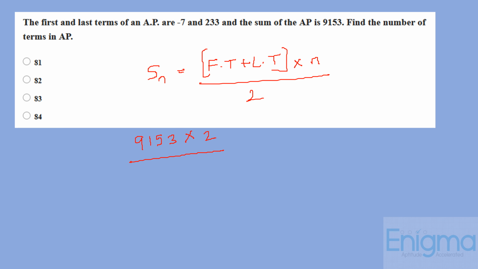upon, now first term is -7, last term is 233. So addition of these two becomes 226. So that is the value of our n, which comes out to be 81.